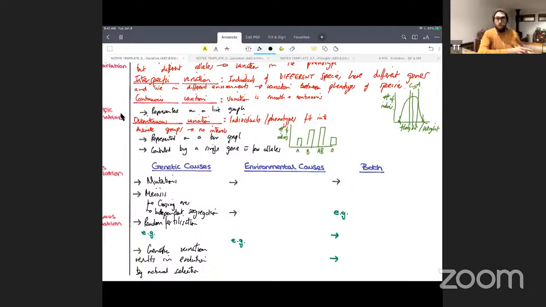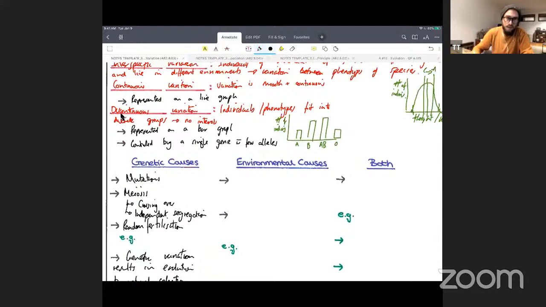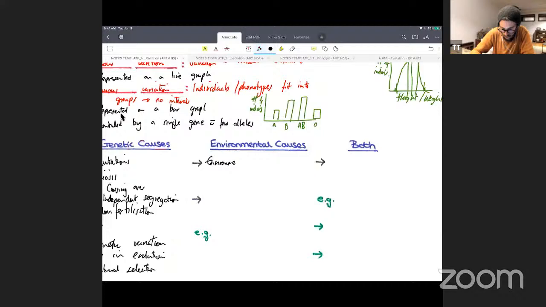We also have environmental causes or contributors to variation. I'm going to say environment changes phenotypes. I'm going to say it can change over a lifetime. So this is your phenotype. How does it affect your phenotype?